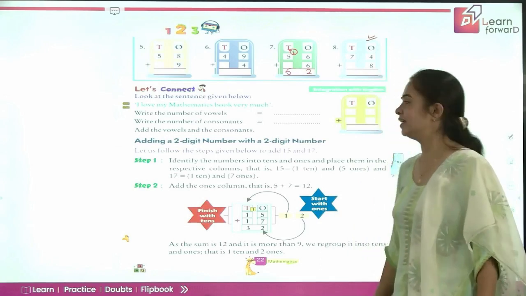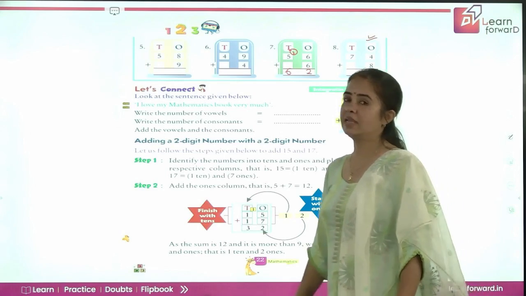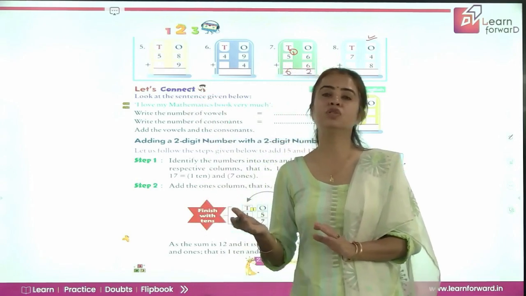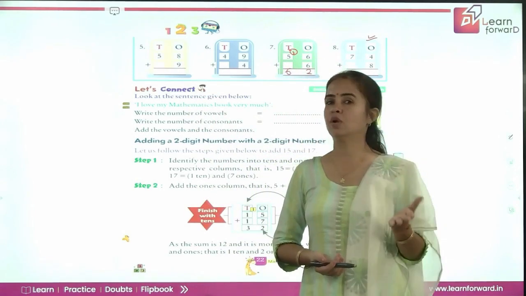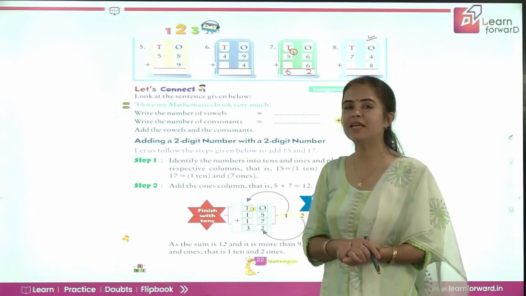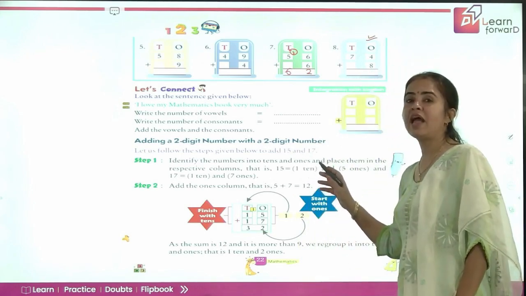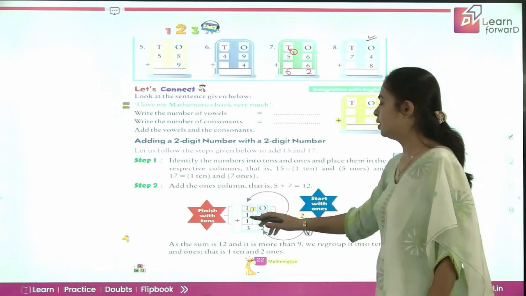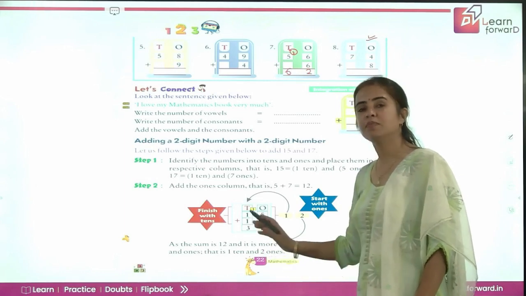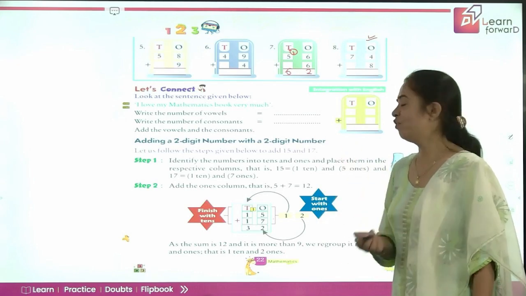Now adding a 2-digit number with a 2-digit number. Again, here you have to be careful that ones place should be used for writing the ones digit, tens place for writing the tens digit, and when you are adding, you will be starting from which place? From the ones place. Yes. So if you have to add 15 and 17, let's write them properly. 15, put the plus sign. 17, 7 will come at the ones place, 1 will come at the tens place. And start adding from the ones place.